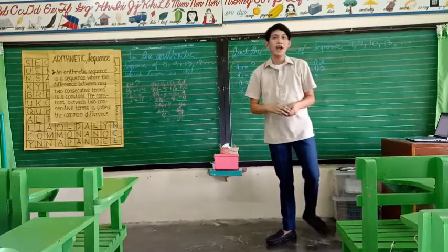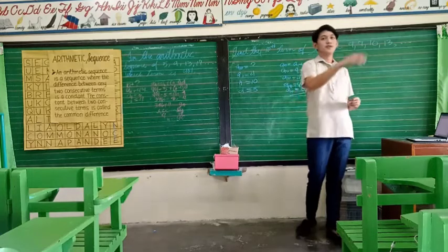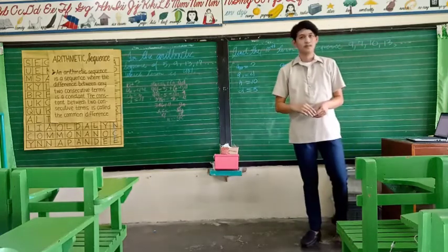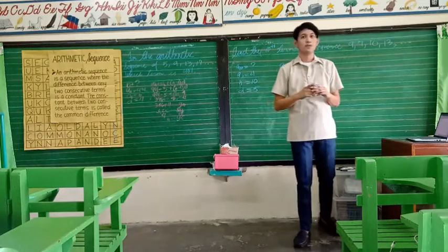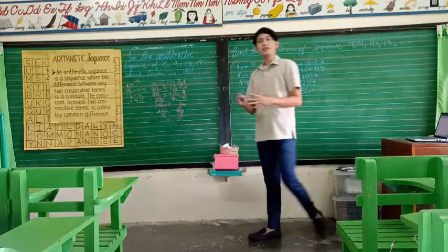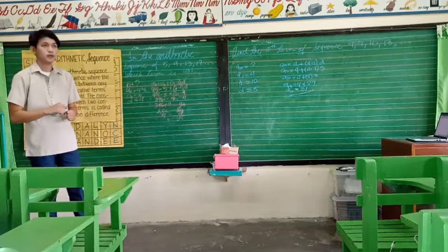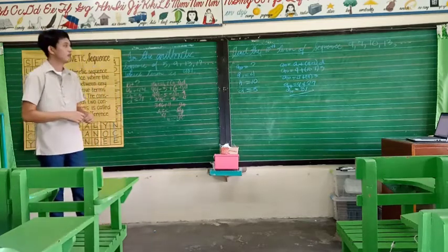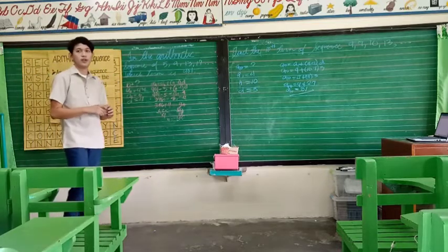So, who can define the arithmetic sequence, the meaning of it? Yes, Miss Margie. Arithmetic sequence, the difference between one term and the next is a constant. Okay, very good. And now, who can give me the formula for finding the nth term? Yes, Ariel. a sub n is equal to a sub 1 plus the quantity of n minus 1 times d. Okay, very good, Mr. Ariel.